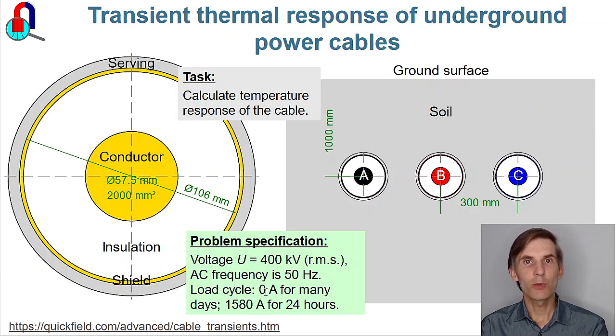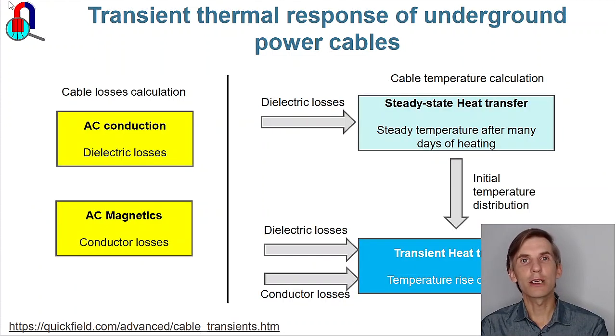After some time, when the temperature is stabilized, the load is connected, the current starts to flow, and the task is to calculate the temperature rise dynamics. In my previous videos, I already demonstrated how to calculate dielectric losses in the cable and how to calculate the temperature caused by these losses. Also, I simulated an AC magnetic problem and calculated the currents and losses in the sheaths in the cross-bonded cable. Now I need to simulate the transient thermal problem and calculate the temperature rise dynamics.